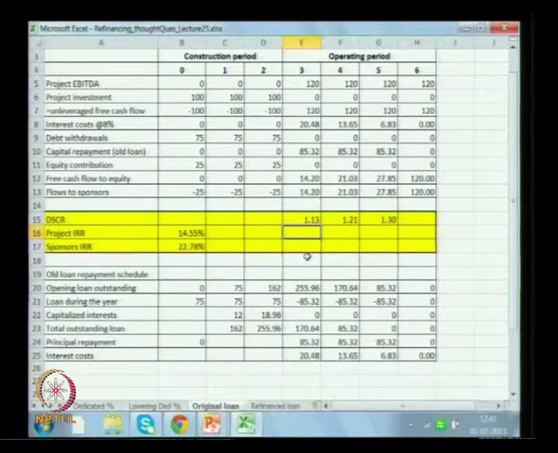Okay. So, before refinancing we have the following indicators. The debt service coverage ratio is 1.13, 1.21 and 1.3, and the project and the sponsors IRR happens to be as follows. Okay, now let us assume that the loan has been refinanced.